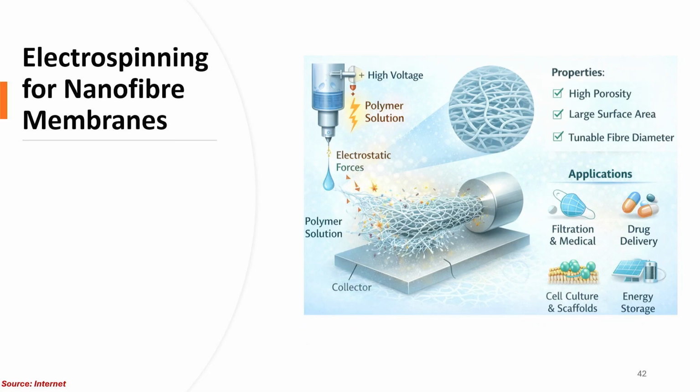Electrospinning nanofiber membranes: we have already discussed the electrospinning processes earlier. It produces high porosity, large surface area, and tunable fiber diameter. We can change the fiber diameter. These are used for medical filtration, drug delivery, cell culture and scaffold, energy storage. So, different applications are there, but in the present case we can use this for bacteria and virus protection.